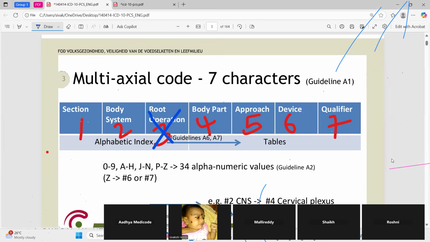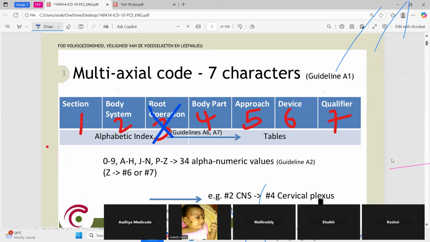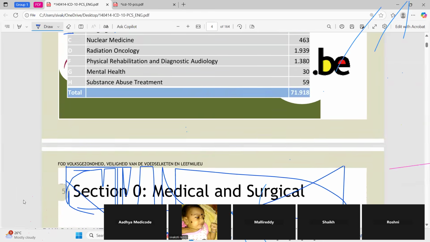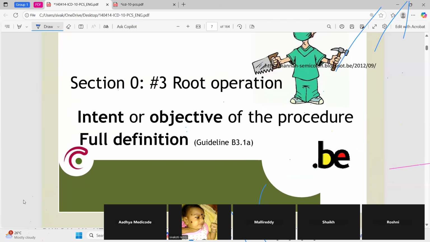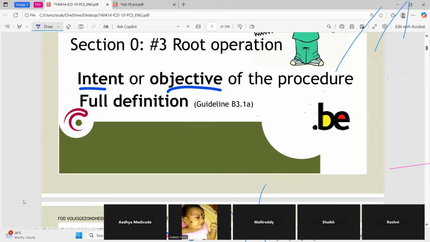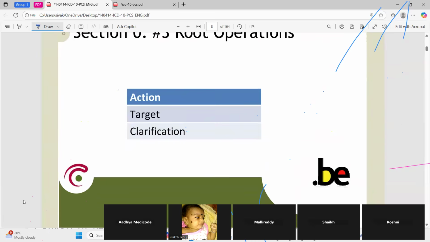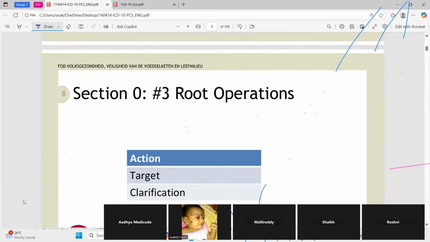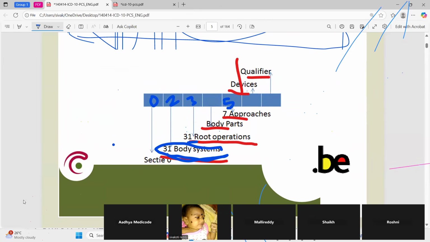So the third character should be the root operation. There are a total of 31 root operations. Root operation means action and target, the intent or objective of the procedure, exactly what they did. We need to learn these 31 root operations, then only is it possible to get a PCS code. We need to learn the definitions of the root operations by heart. These are the most important.